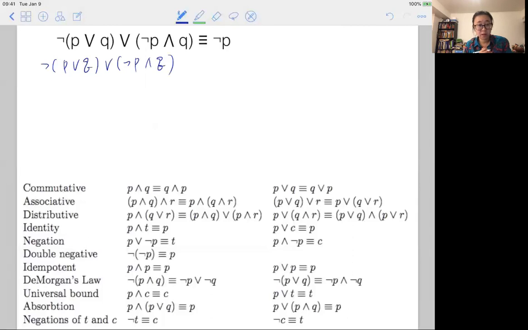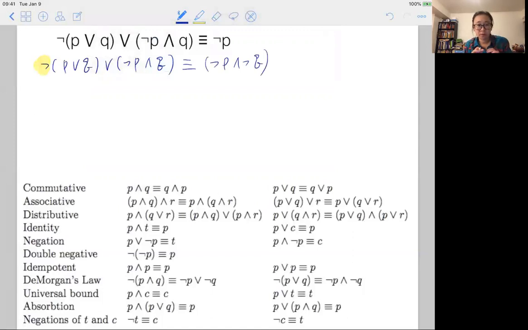The first thing you might want to do when you observe this proposition is notice there is a negation operation outside the parentheses. So the first thing is to say, well, maybe I want to bring it in onto the first term. When I bring it in, I get negation of P and negation of Q.